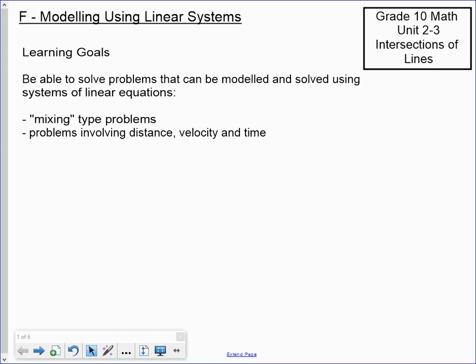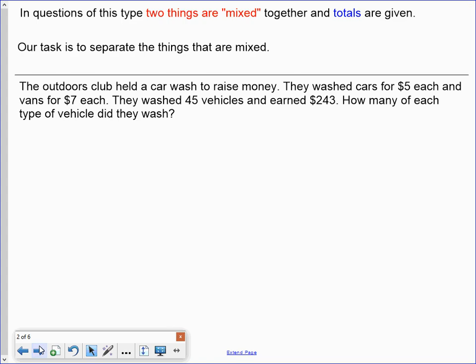All right, let's take a look at our first example here. So before we even start this example though, in questions of this type, there are two things that are mixed together and totals for these two things are given. Our task is to separate these two things that are mixed. So our first example, the Outdoors Club held a car wash to raise money. They washed cars for $5 each and vans for $7 each. They washed 45 vehicles and they earned $243. How many of each type of vehicle did they wash?